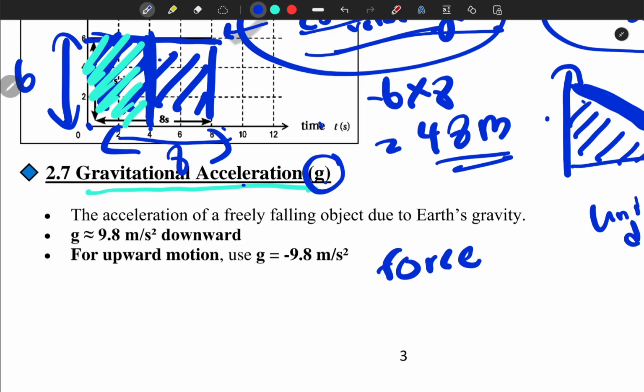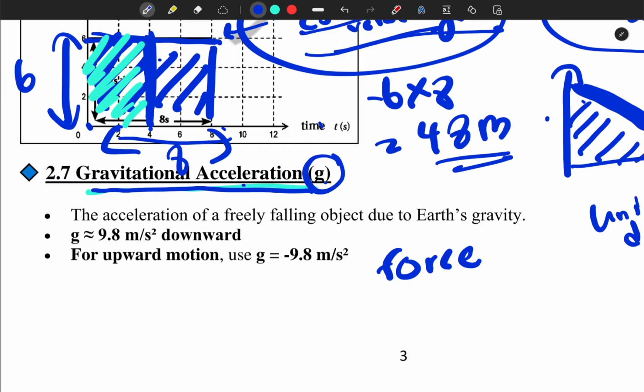You will learn about forces in the upcoming lessons. That is a force, and gravity is a force. Here we are talking about the gravitational acceleration, the acceleration caused by that force.